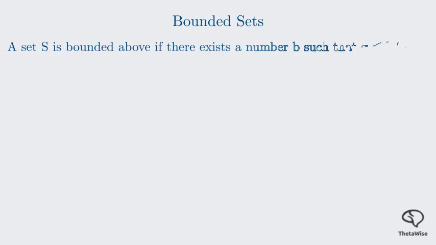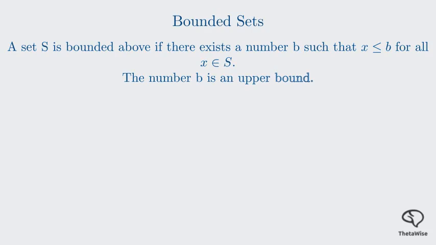A set of real numbers is said to be bounded above if there's a number, let's call it B, that is greater than or equal to every number in the set. This number B is called an upper bound.